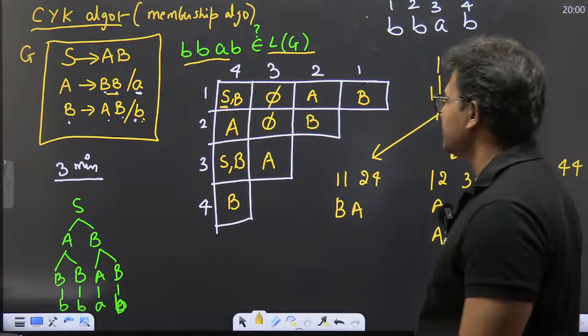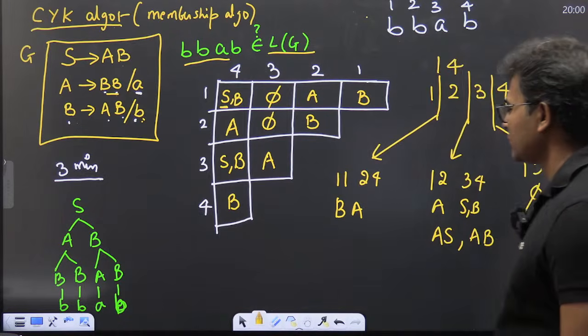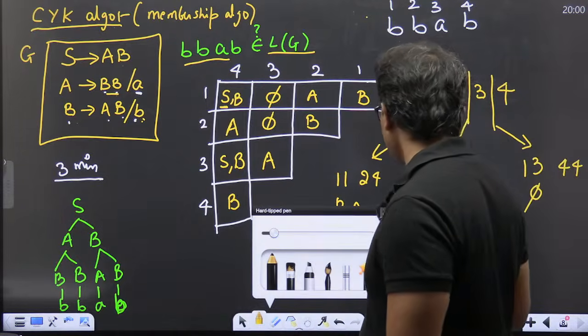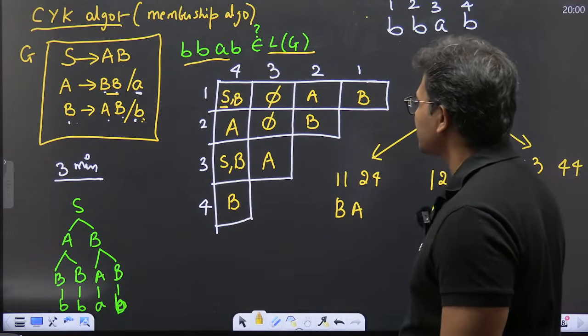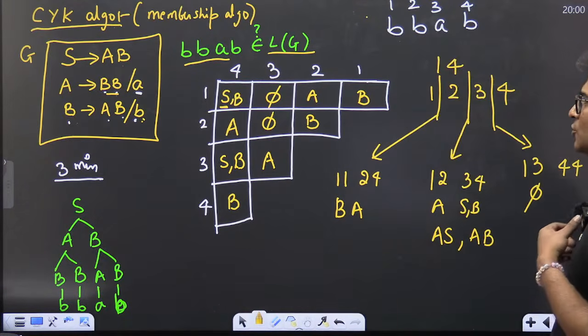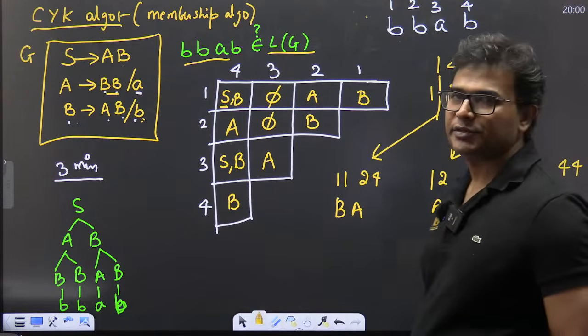And what is the other question? What are all the substrings of this which are present in the language?